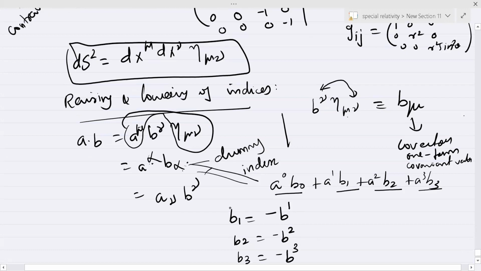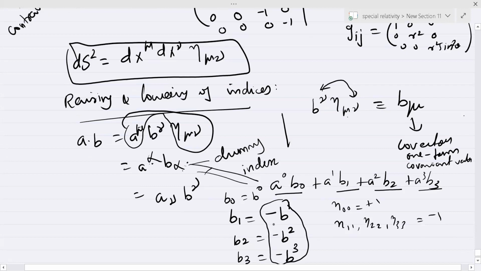Which means that when you lower the index, the space part gets an extra minus sign, whereas the time part remains the same. b0 is equal to b0 because eta 0 is plus 1 and eta 1, eta 2, eta 3 are equal to minus 1. That's why we get a minus sign for the spatial part when we lower the index. Generally, because we use Latin indices for the spatial part, we can simply write it like this: b_i is equal to minus b^i.